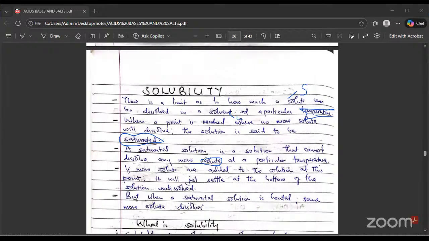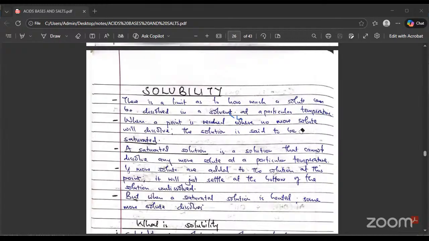So a saturated solution is a solution that cannot dissolve any more solutes. That one is very okay. That means if you add any more solutes to that particular tea, if you add sugar, it cannot dissolve, it just settles there at the bottom because it has reached the saturation point.